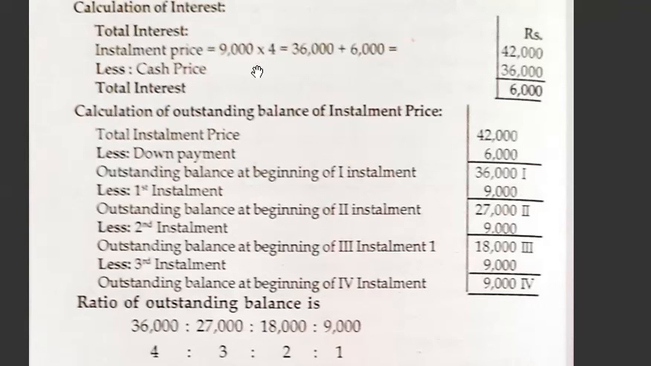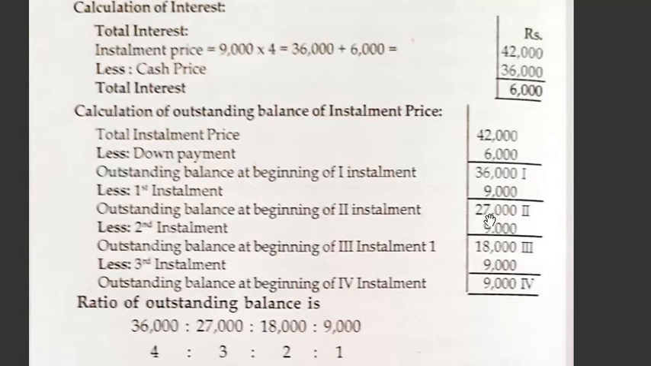So what is the total hire price? 9,000 into 4 is 36,000, plus 6,000 down payment, so the total will be 42,000. Minus the cash price of 36,000, given in the beginning. Deduct it, and you get 6,000 as the total interest. Now we have to find out the ratio. For that, what is the total installment price? 42,000, less down payment, 36,000. Now how much do they pay every installment? 9,000. So 9,000 in the first installment.